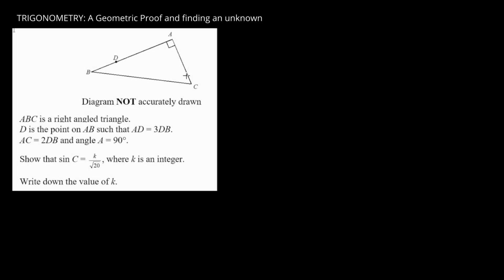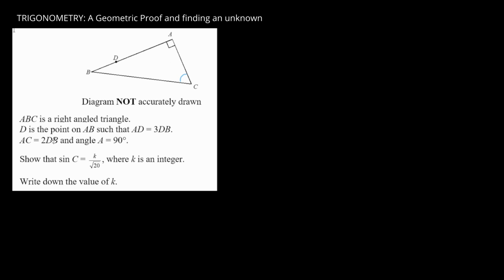This question I'd put in the hard category. They're asking us to find the sine of this angle here, sine C, which will involve an opposite and a hypotenuse. The sine of C is the opposite divided by the hypotenuse. But we know no dimensions.